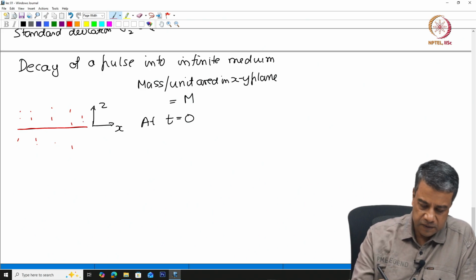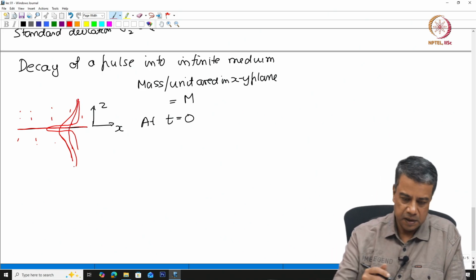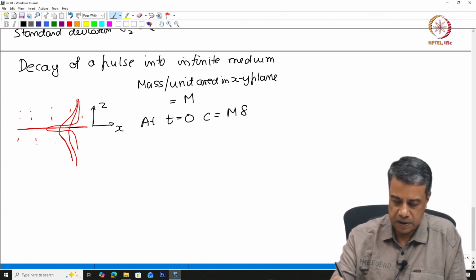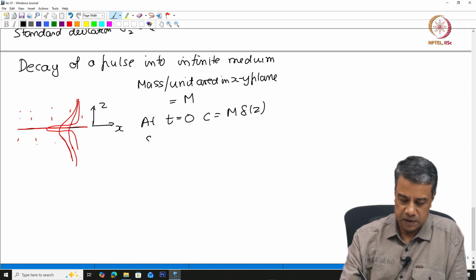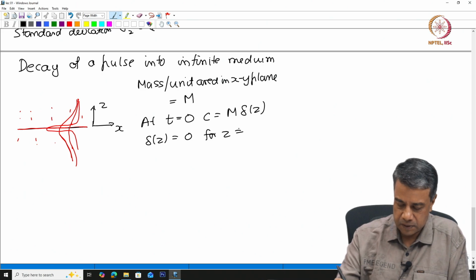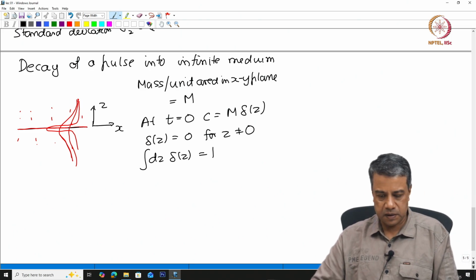So, if I look at the concentration field, initially it will be sharply peaked close to the origin, and as time progresses the height will decrease, whereas the spatial extent will keep increasing. The concentration I defined as m times delta of z, where delta is the delta function, delta of z is equal to 0 for z not equal to 0, and the integral dz delta of z is equal to 1. So, those are the two conditions on the delta function.